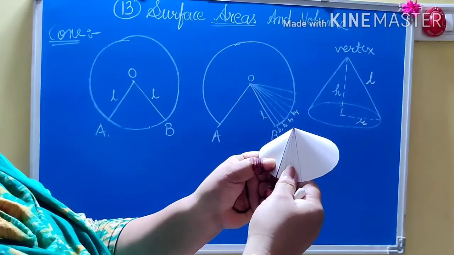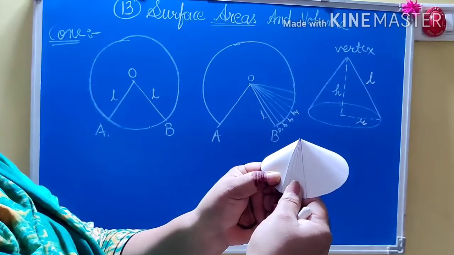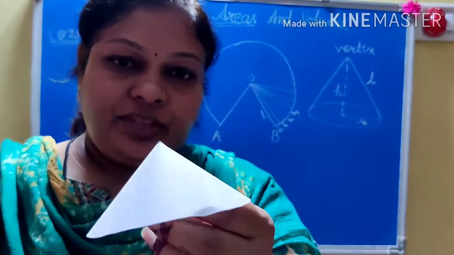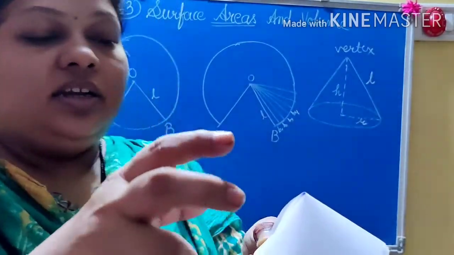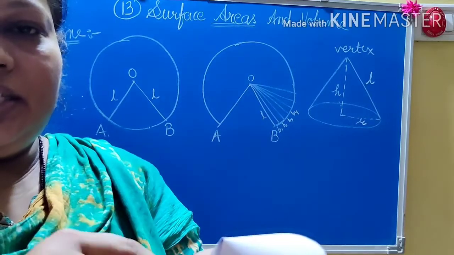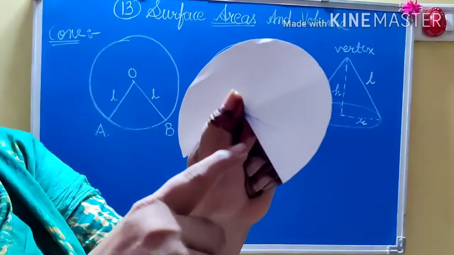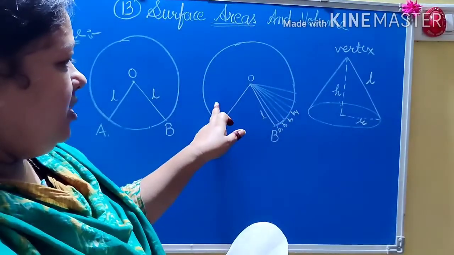When I bring these two radii together and join the two points like that, what I get, as you can see, is the CSA of the cone. Now, how do we get the formula to find the CSA of the cone? For that, I will cut this. It is a major sector of a circle.